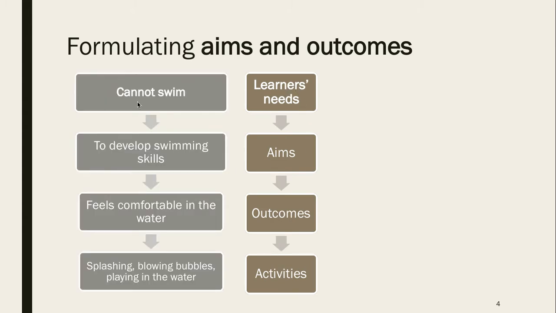So for example, the learner's need is that they can't swim. So the aim is to develop their swimming skills. Well, what would one outcome for one lesson be? Is to get them to feel comfortable in the water. What kind of an activity could we do to get them to feel comfortable? That's our outcome. They can be splashing, blowing bubbles, playing in the water. That activity will lead to our outcome.